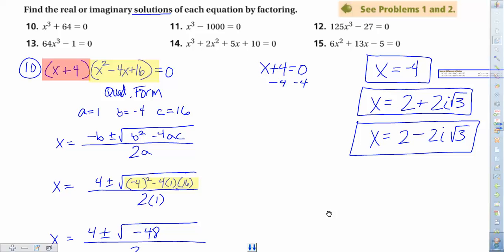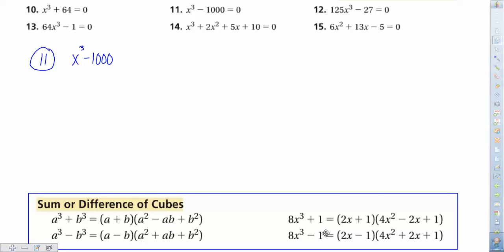Let's set up number 11. Alright, so let's look at number 11. x cubed minus 1,000 equals 0. Well, first job that we should probably worry about here is factoring x cubed minus 1,000. So now this one is a difference of two cubes.